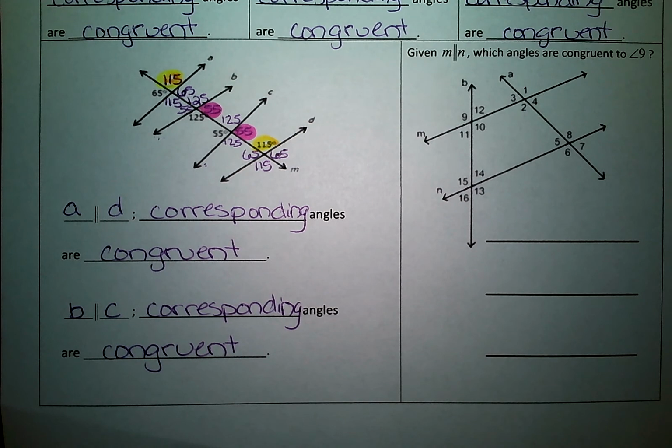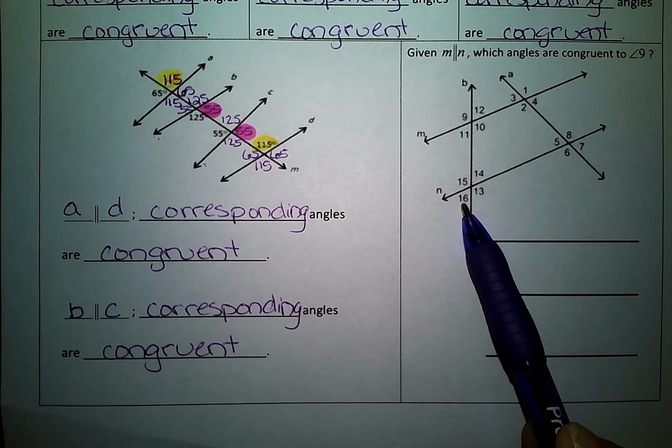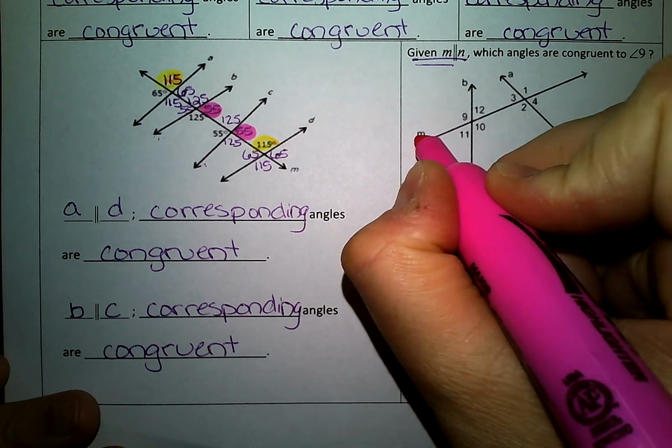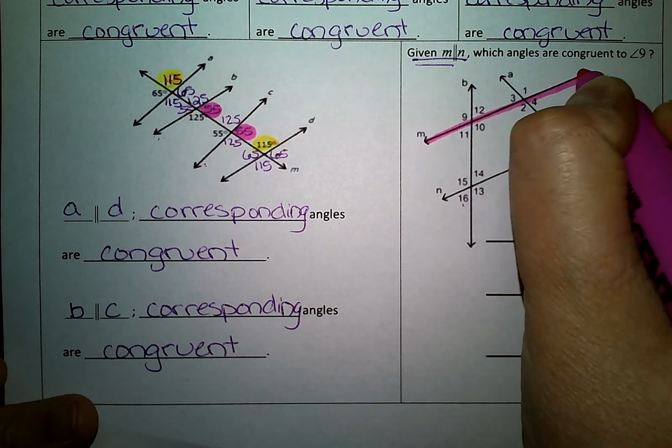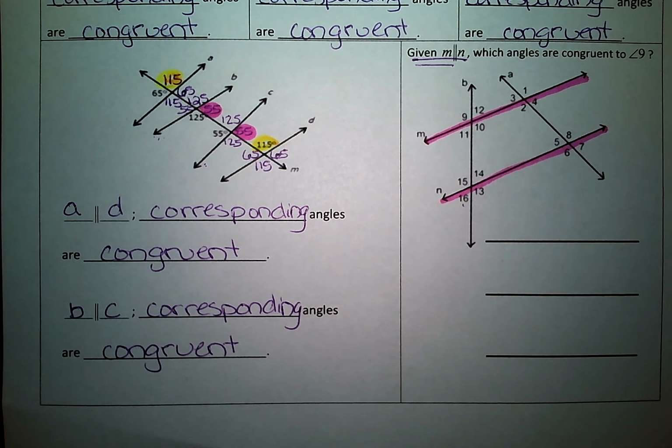Our last example here is pretty complicated. We've got up to 16 angles to compare. However, the question has changed. It says, we are given that line M is parallel to line N. Line M is parallel to line N. With that information, we're asked which angles are congruent to angle 9.